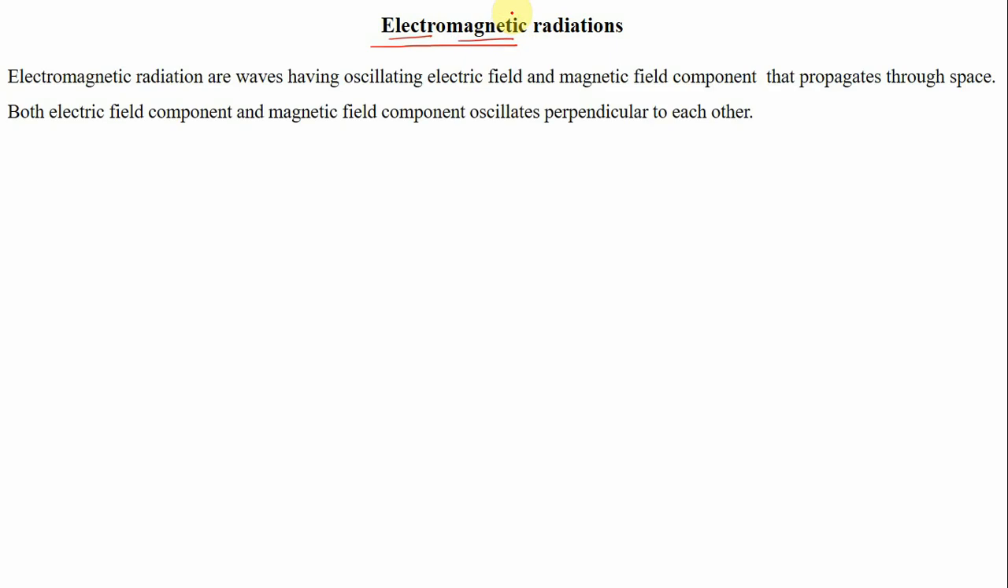In order to understand spectroscopic techniques, first of all we have to understand these electromagnetic radiations. As their name indicates, they consist of two words, electro and magnetic. So what are these electromagnetic radiations? These are basically waves that have both an electric field and a magnetic field component. These radiations which have both electric field and magnetic field are called electromagnetic radiations. And these electric field and magnetic field components are perpendicular to each other.